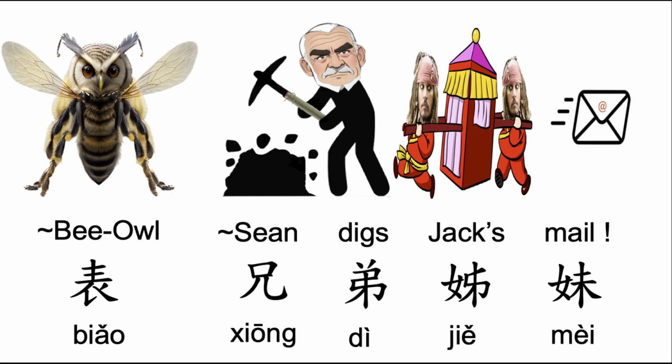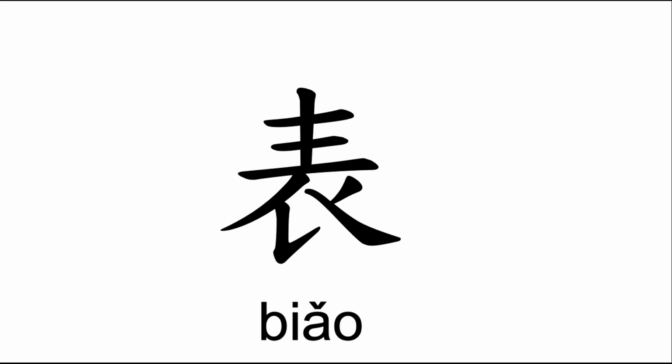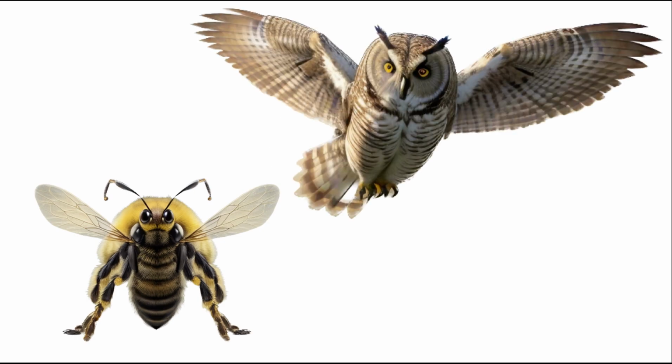The Chinese character 表 for these cousins originally referred to the surface of a fur coat. This suggests that in ancient China, the children of father's sisters and the children of my mother's siblings were both perceived as more distant than the children of father's brothers, like the outer layer of a coat, with a social distance separating them. To help us remember, we can use the English pronunciations bee and owl for the character 表.